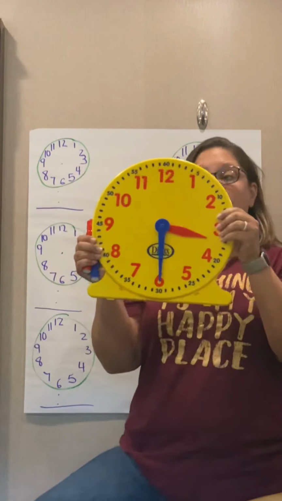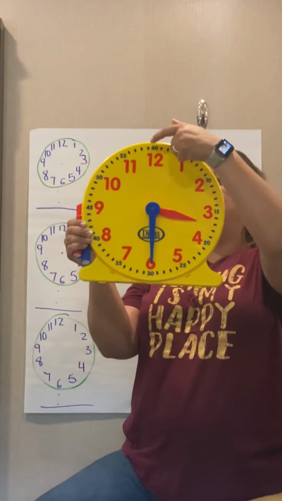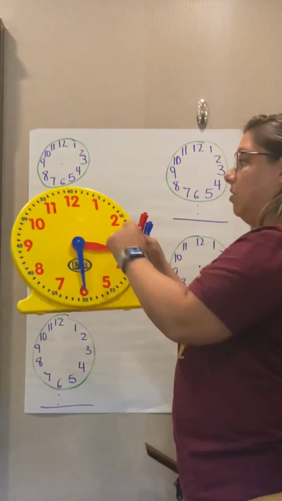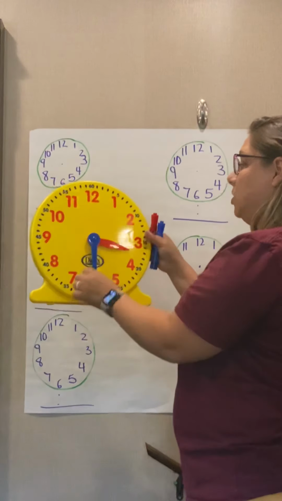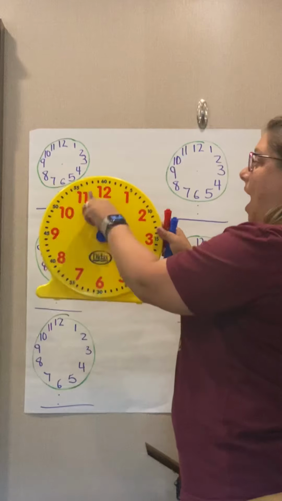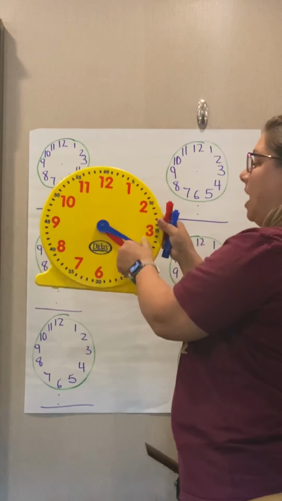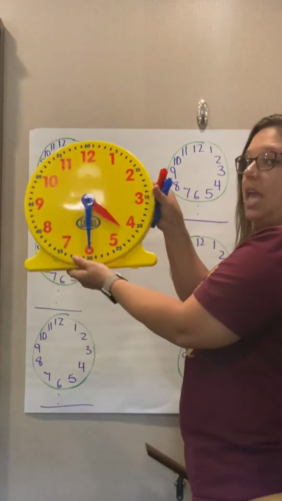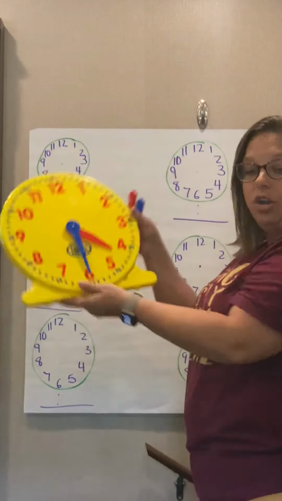So this week we're only going to worry about o'clock and 30. And when you get to second grade, then you will worry about the other minutes around the clock. So we're going to work on hour and half hour. The first one that we're going to look at is 4:30.